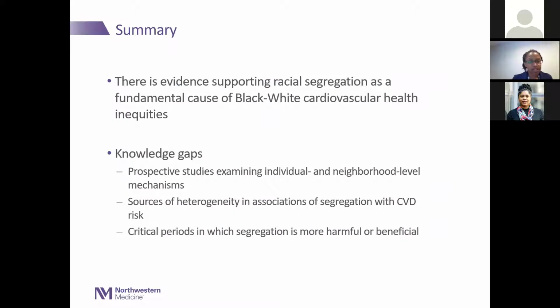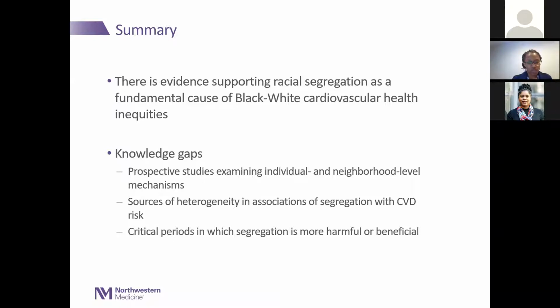To summarize, there is evidence supporting racial residential segregation as a fundamental cause of Black-white cardiovascular health inequities. I highlighted a couple of papers that we've done, and I wanted to briefly mention some knowledge gaps that I see in this area of work. One is prospective studies examining individual and neighborhood level mechanisms underlying these relationships. We were able to adjust for several things in this study, but I think there are more that could be accounted for that might be driving some of these associations. And in general, more prospective studies are needed.